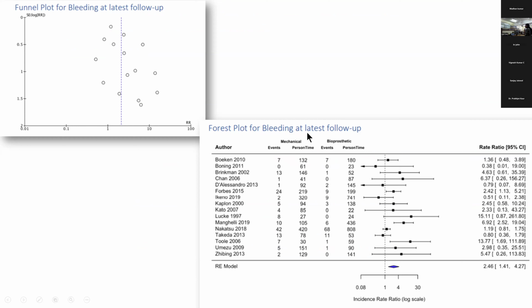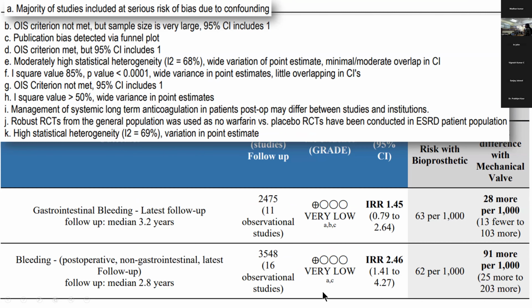So they looked at the forest plot for bleeding, and they found out that there was a publication bias. Overall, it was an observational study. It had a very poor quality of evidence. So they have rated the quality of evidence for bleeding, with the incidence risk ratio around 2.46, as very, very low. One reason is that the majority of studies included had serious risk of bias due to confounding, and publication bias was detected in the funnel plot.